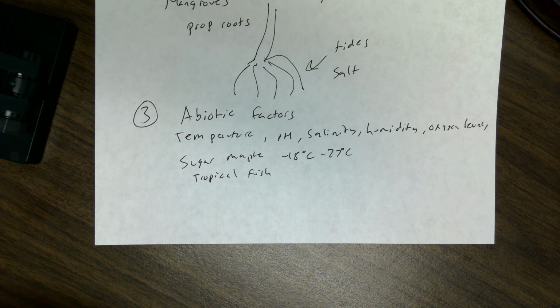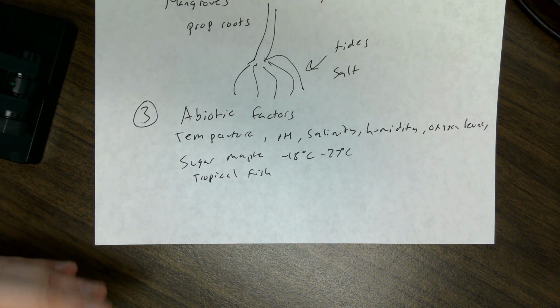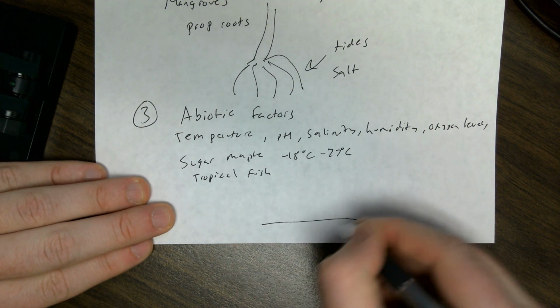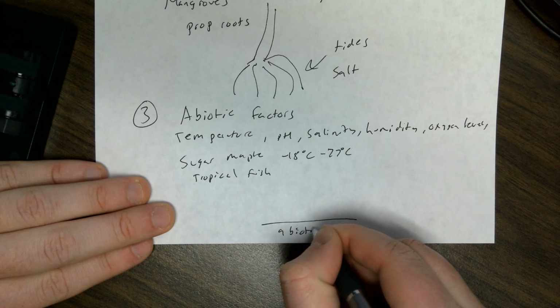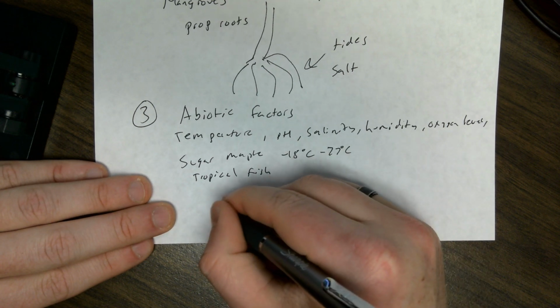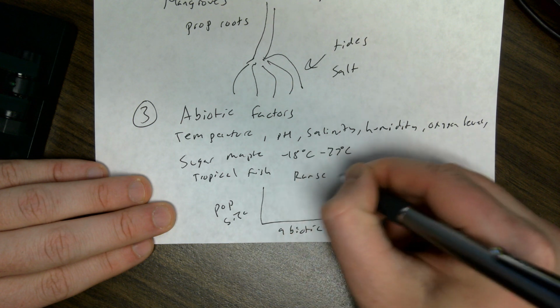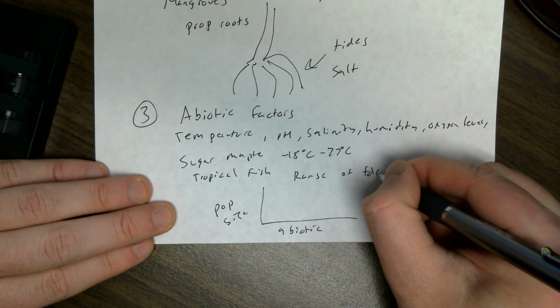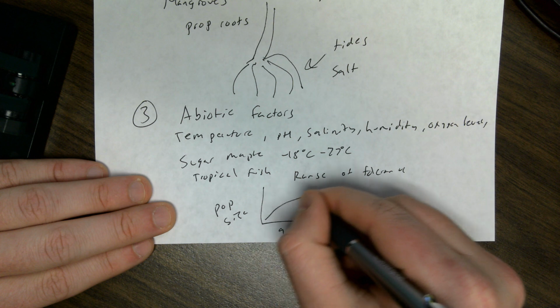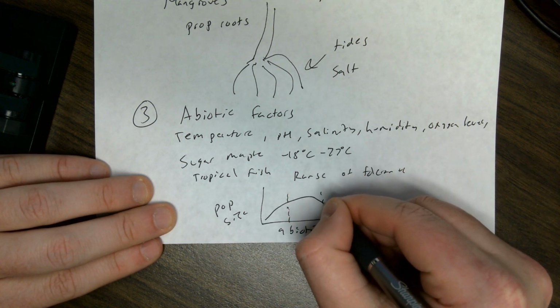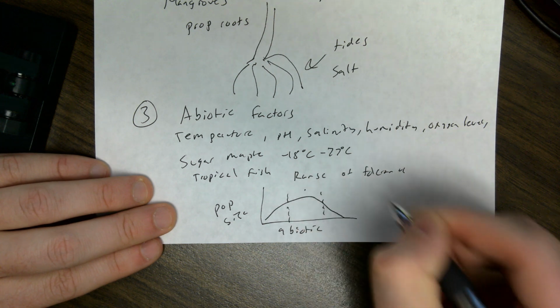And it leads to what's called a range of tolerance. You have the abiotic factor on the bottom and population size here, and this gives you the range of tolerance. Typically for most, it's a bell curve that looks something like this. This is where they're happy. This is the optimum zone.